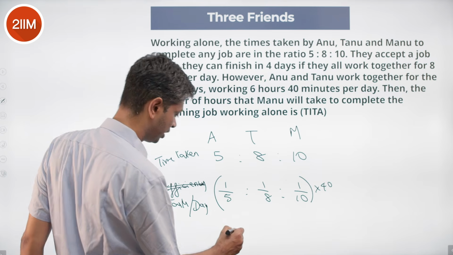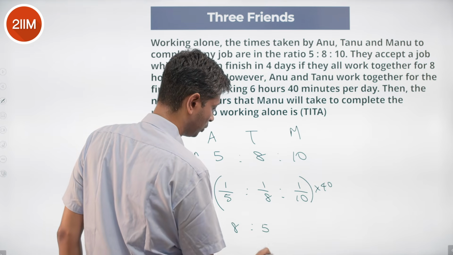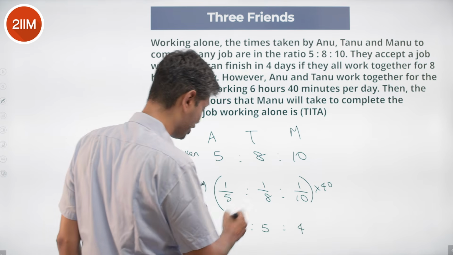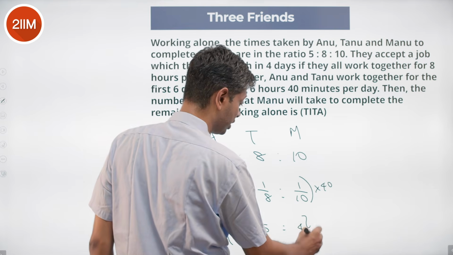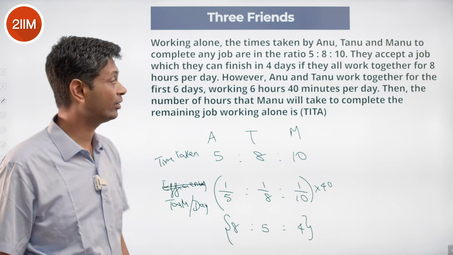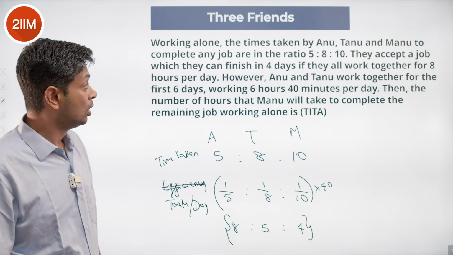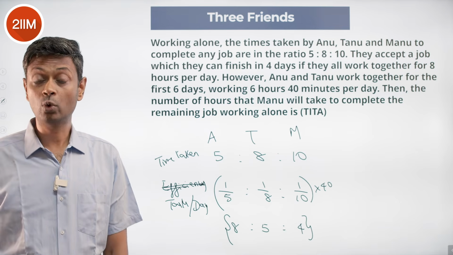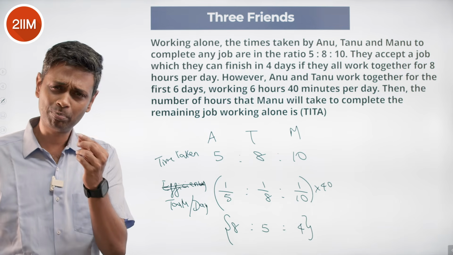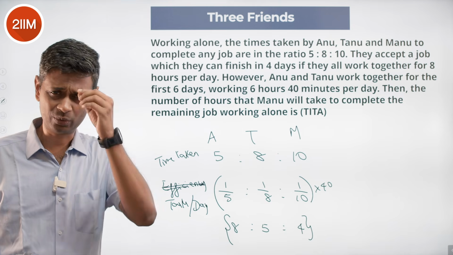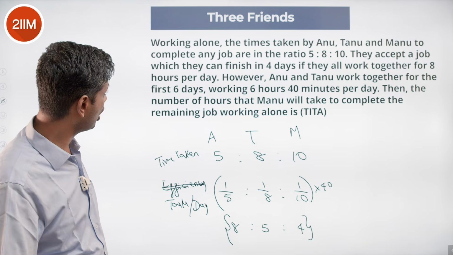1 by 5 into 40 is 8. 1 by 8 into 40 is 5. 1 by 10 into 40 is 4. This is the ratio of the rates at which they work. Or Anu does 8x units of work, Tanu does 5x units of work, Manu does 4x units of work per unit time, for 1 hour or 2 hours or 3 hours or whatever that measure of time. And then how long do they work for?